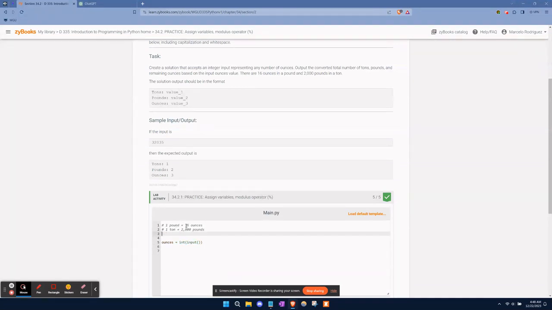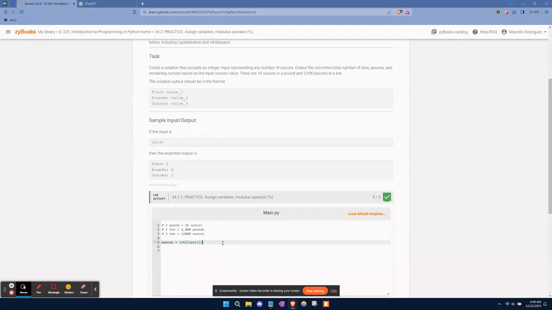So we have one more piece of conversion that's necessary. If 1 pound is 16 ounces and 1 ton is 2,000 pounds, then how many ounces is a ton? Well, we'll just multiply 16 by 2,000. And we get 1 ton is equal to 32,000 ounces, which is important. We're going to use that for our function here. So now that we have the number of ounces, the variable ounces, which will be provided by the user as an integer input, we can move on to the rest.